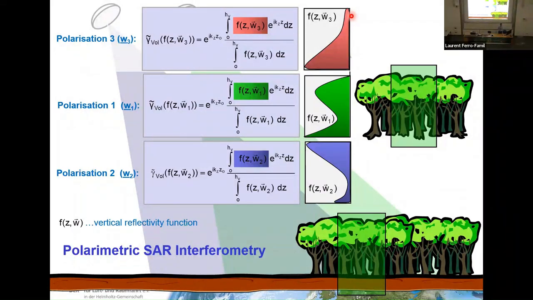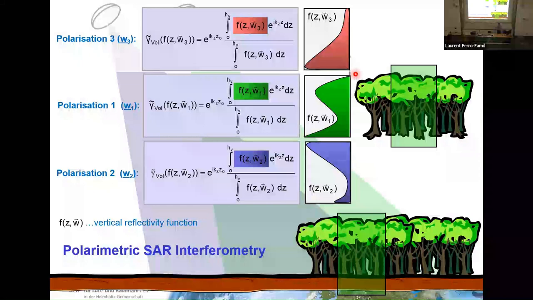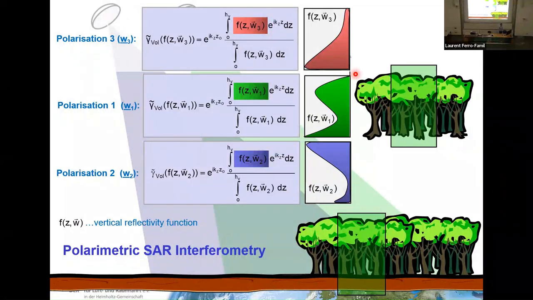So therefore you like to have the polarimetric channel with the minimum phase and the polarimetric channel with the maximum phase. And you associate them, for instance, in a forest, the one with the minimum phase, like the first case, will be the one with the scattering closer to the ground. The one with the maximum phase will have the scattering close to the top.